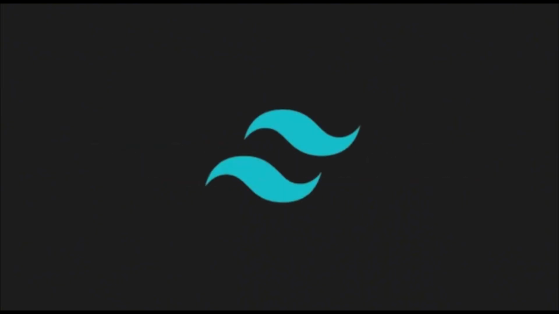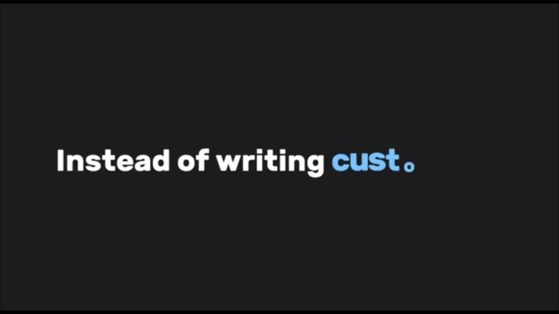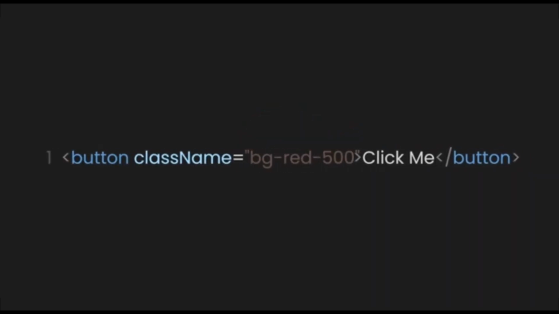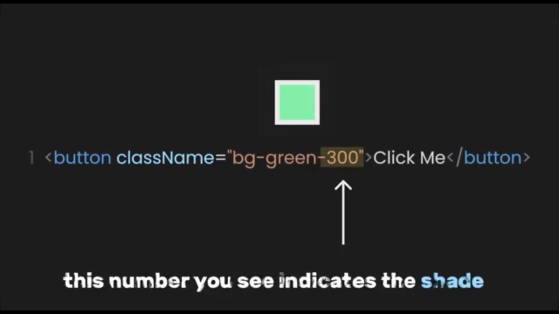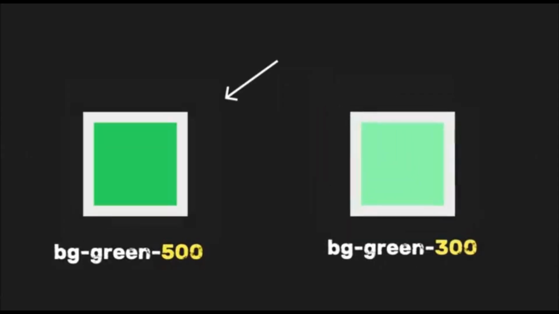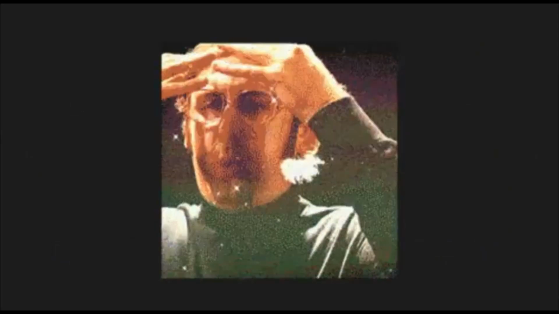Tailwind makes it incredibly simple to apply background colors. Instead of writing custom CSS, you can use classes like bg-red-500 for a red background, or bg-green-300 for a lighter green. But if you are wondering what this number means, the number you see indicates the shade, so 500 is darker than 300, but here's where it gets even cooler.